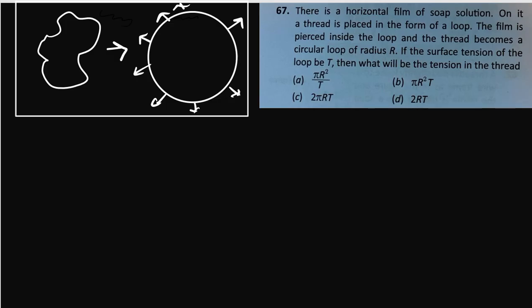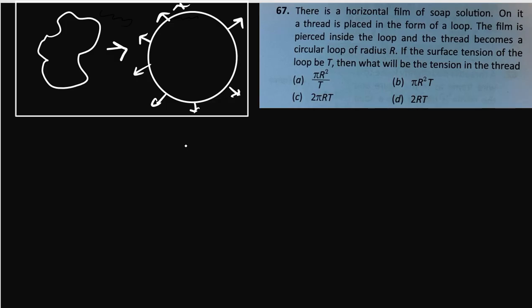Same thing will happen if the thread is charged. Suppose this thread is uncharged, and it is made of a conductor, some conducting thread, and suddenly we give it some charge. In the same way, the charges will repel each other, and this loose thread will become a circle. So here, why is it becoming a circle? Because there is surface tension in the soap film, and that surface tension will pull the thread towards the boundary, so it will become circular.